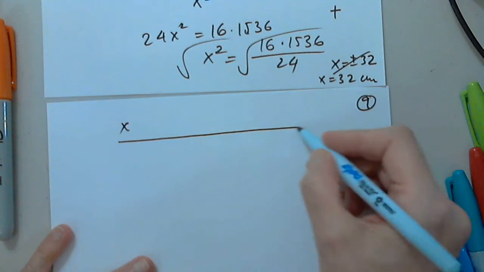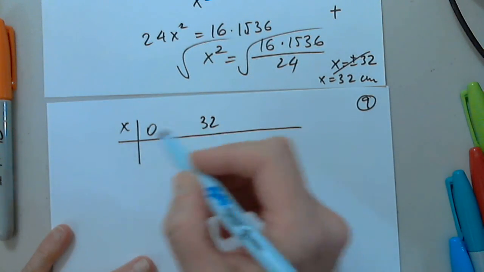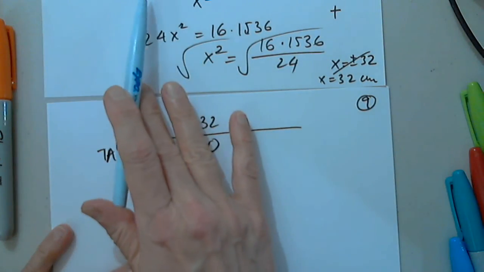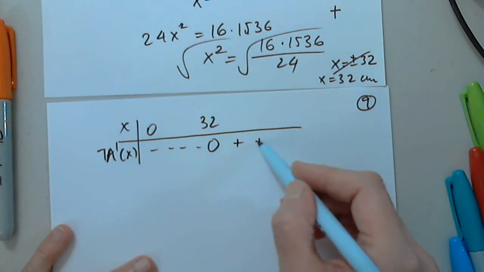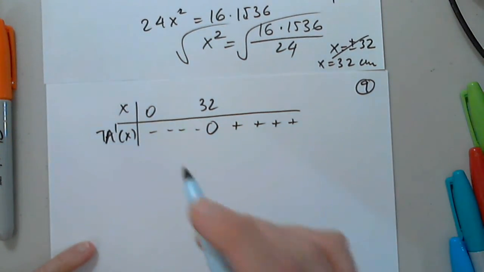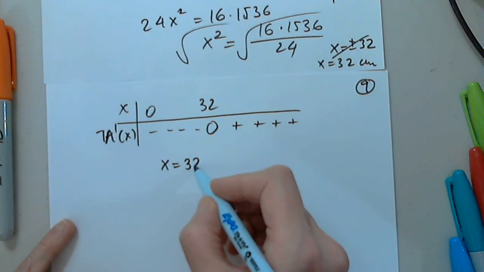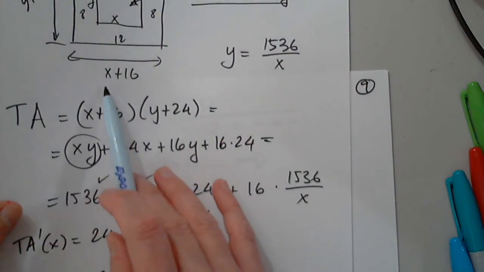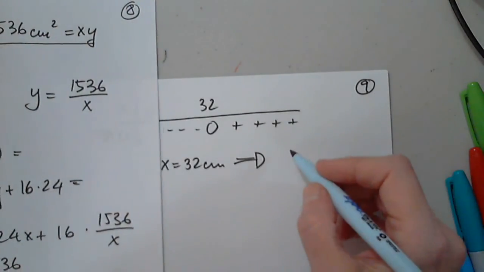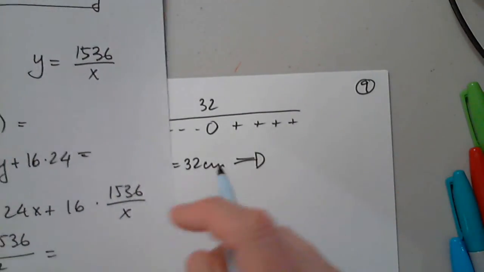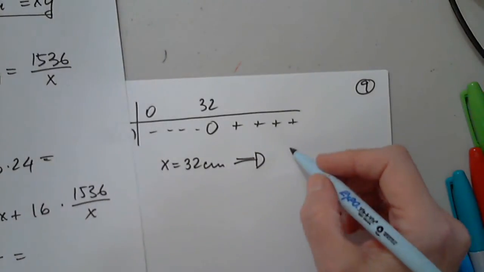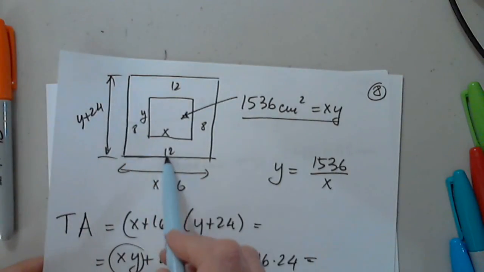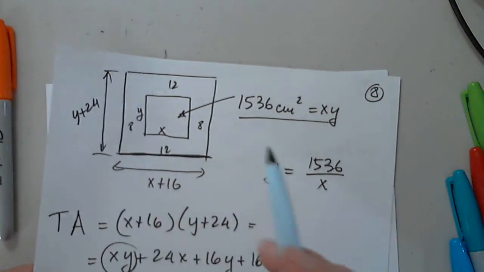So I have to show that that gives the minimum area. So at 0, 32, the derivative of the total area is 0. When I plug in a value less than 32, yes, I get negative. When I plug in a value over 32, it's positive. So X equals 32 centimeters, which means that the length of the base will be 32 plus 16, which is 48. So X plus 16 equals 48 centimeters.